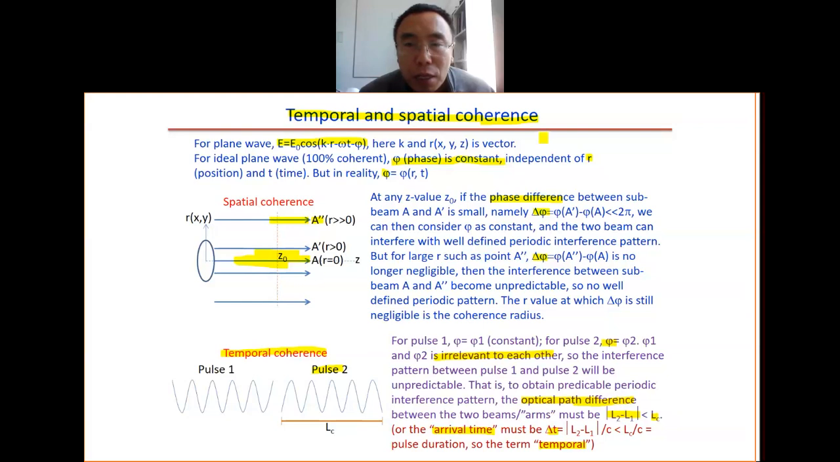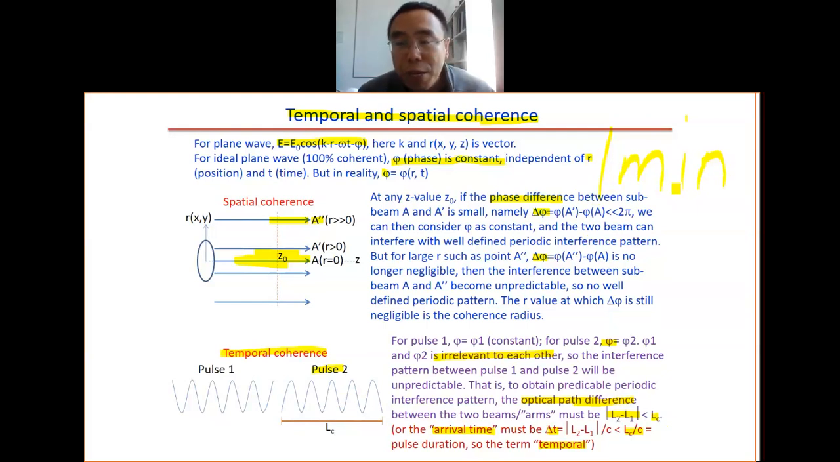So now you can think about under what situation, under what length, we do not need to worry about the temporal coherence. The situation should be Lc over c. If this time Lc over c is comparable to the exposure time, for example, 1 minute, so if the pulse duration is equal to 1 minute, and the exposure time is within 1 minute, then this pulse and this pulse will interfere well. They will form the periodic pattern on the wafer surface.